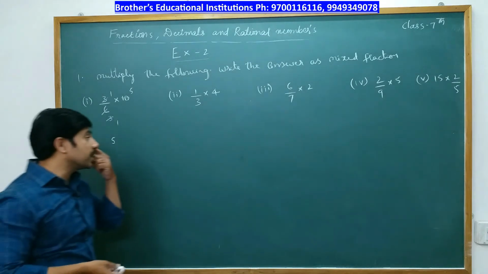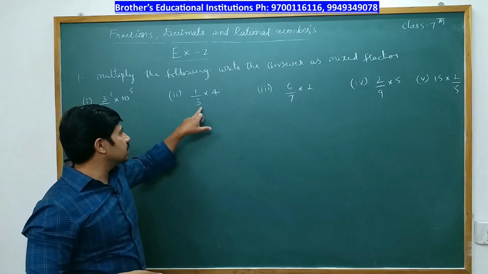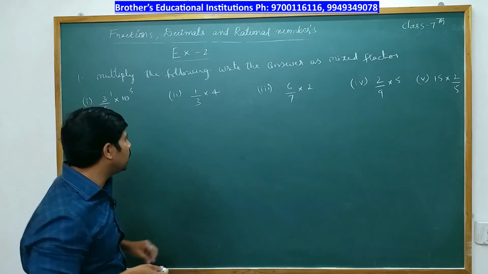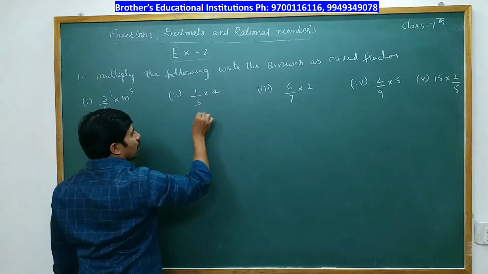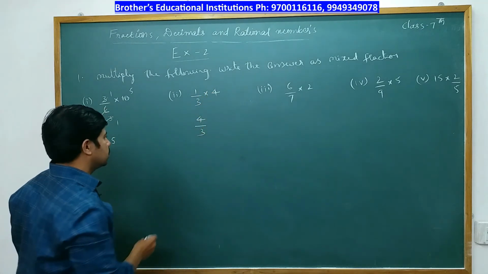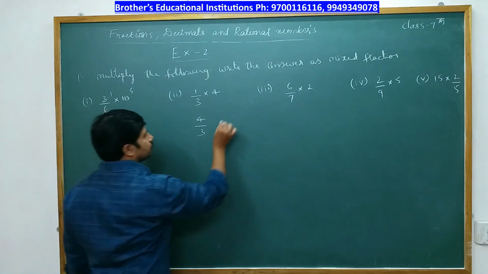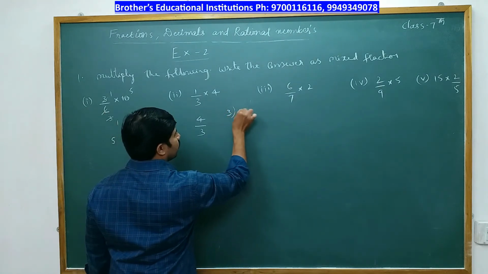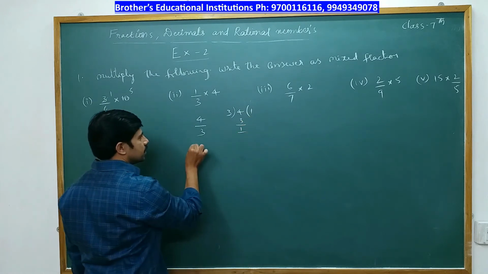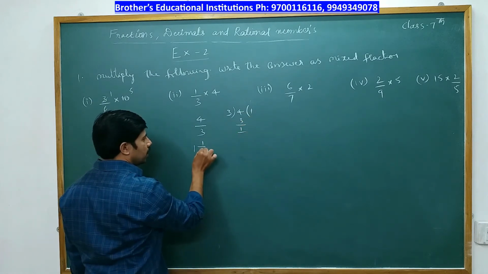But in this second one, we can't cancel this 3 and 4. Both are not divisible in the same table. So we need to multiply. 1 4s are 4 by 3. Just divide this. See, I'll divide it. 4 divided by 3. 3 1s are 3. Remainder is 1. So the answer is 1 1 by 3.